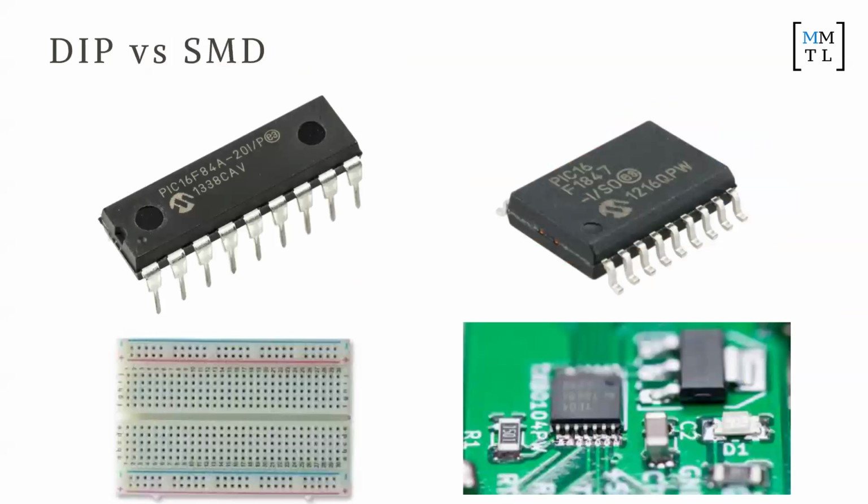Now, you'll see 2 types of microcontrollers. The first is the one that we're going to be using, and it's already on your board, right? This is called a dual inline package, which means that it has pins that you can put onto a breadboard, right? In this case, the Arduino has already sorted it out for you.